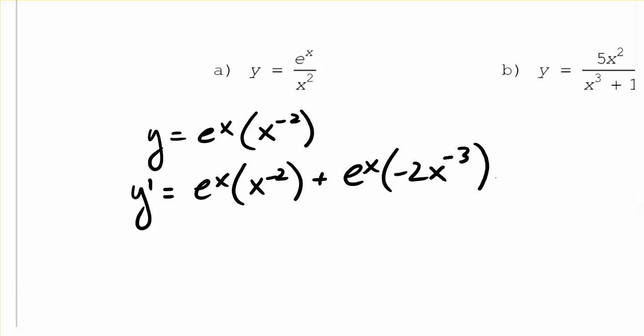So do you agree that that's the derivative right there? So sometimes you can take something that's a quotient and turn it into a product. You can always do that. There is a quicker way, though.